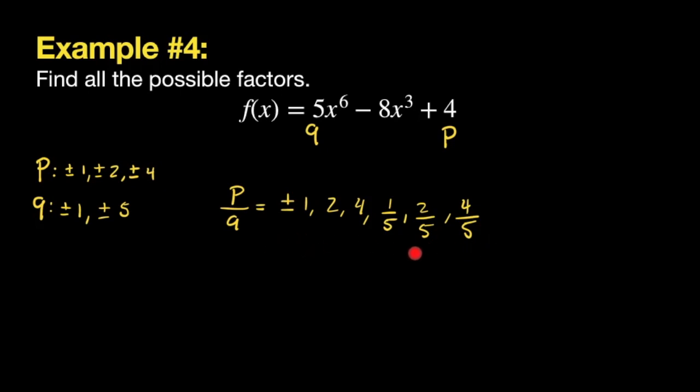So the theorem tells us that these numbers are going to be the solutions for that problem. Those are your possible solutions. So now we're going to have to test this out.